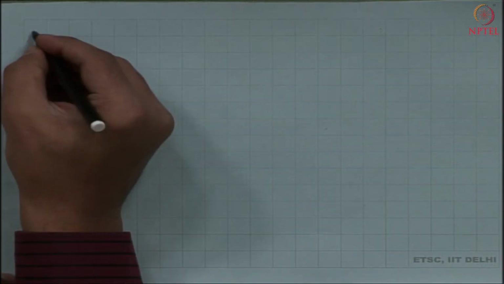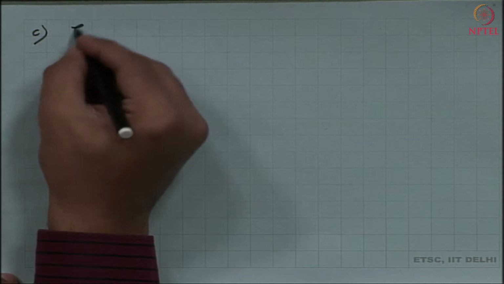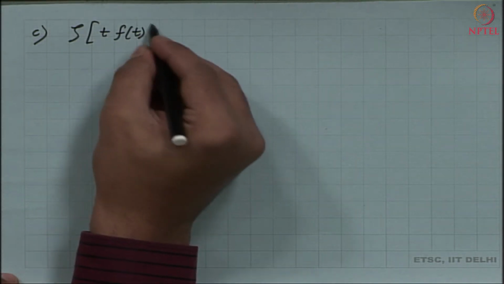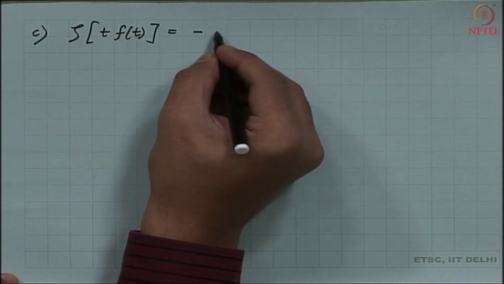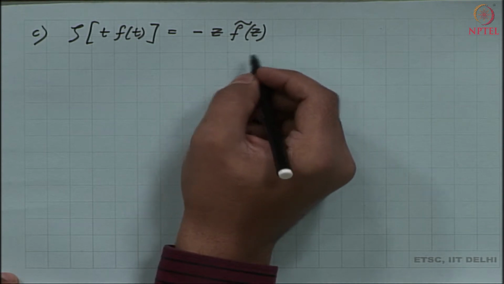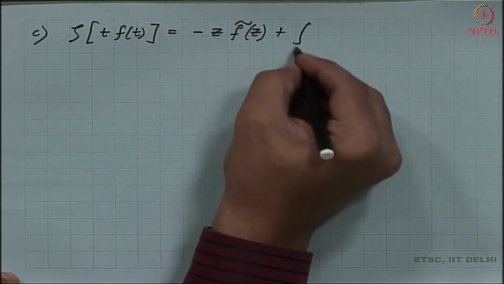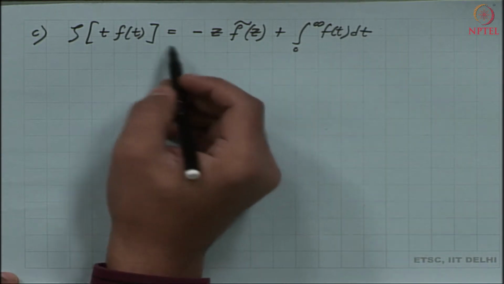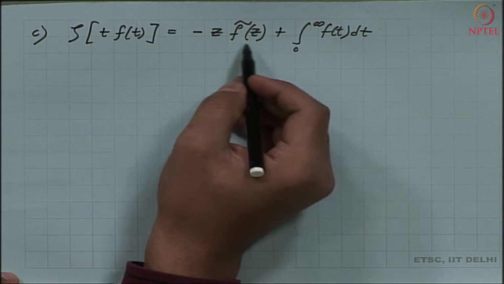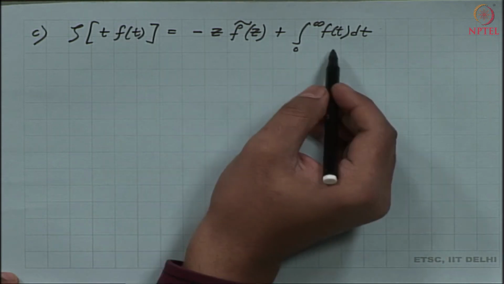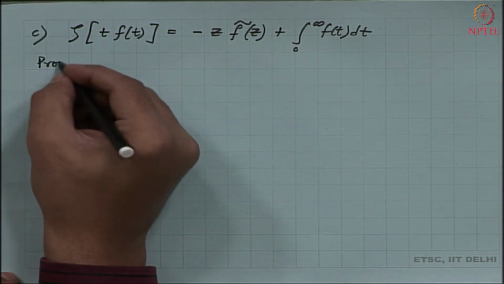Then I have another result which tells me that the Stieltjes transform of t times f(t) is equal to negative z times the Stieltjes transform of f at the argument variable z, plus the integral from 0 to infinity of f(t) dt. As we can see, an initial intuition must highlight the fact that proving this result involves integration by parts, and that is what we will do.